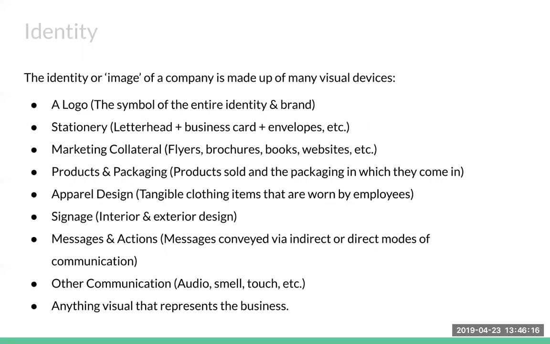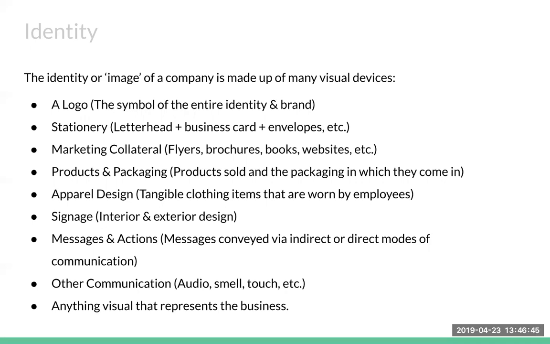The identity or image of a company is made up of many visual devices. There's the logo, which is the symbol of the entire identity and brand. There might be stationery, which is letterhead, business cards, envelopes. There might be marketing collateral. Those could be your flyers, your brochures, books, websites, products and packaging. So if you sell something, that's the packaging in which it comes.